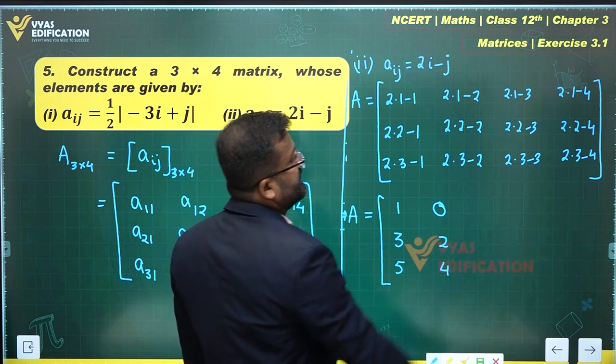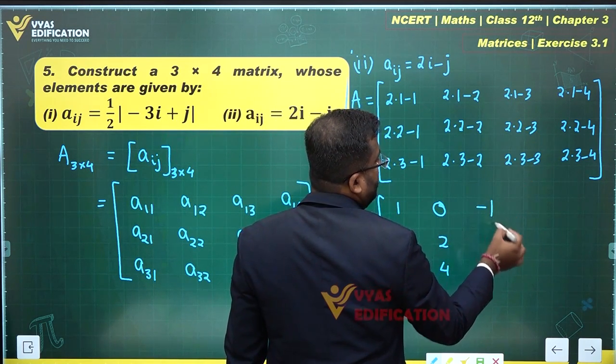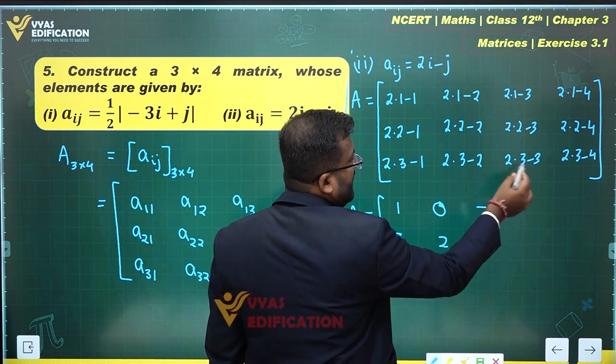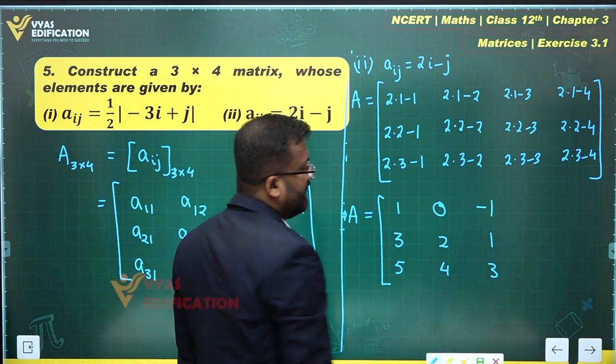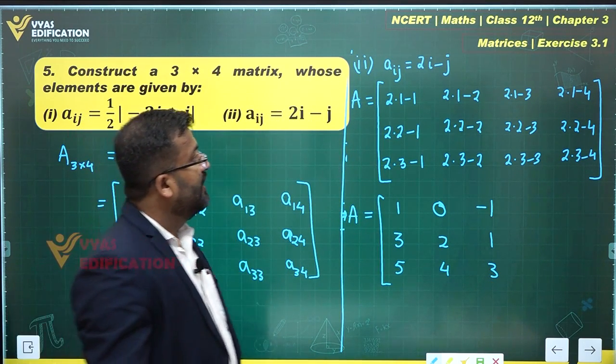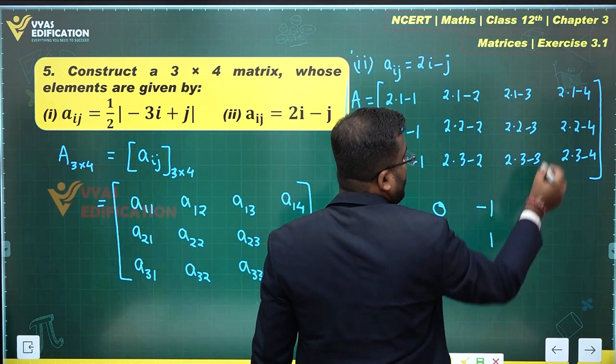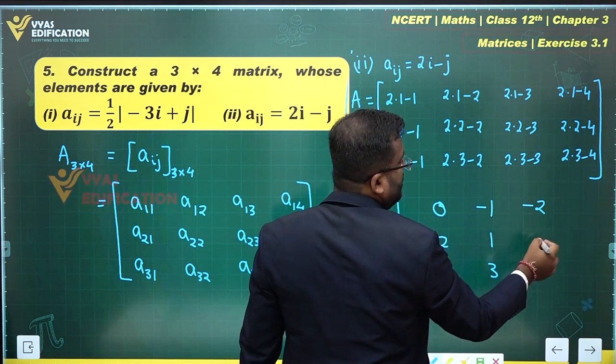What next? 2 times 1, this is 2 minus 3, which is minus 1. This is 4 minus 3, which is 1. 2 times 3, 6 minus 3, which is 3. This is what I am getting. What next? 2 times 1 is 2 minus 4 is minus 2. This is 4 minus 4, 0.